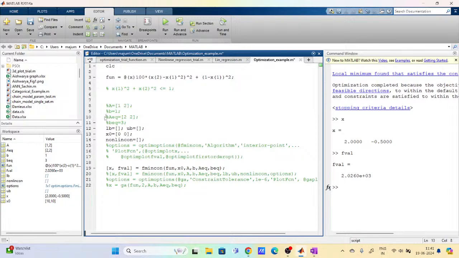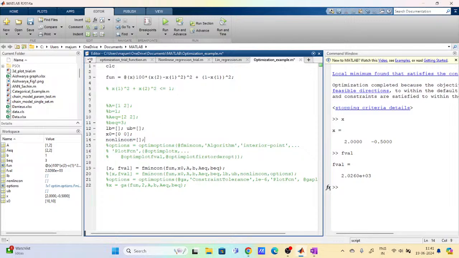Okay. Now, nonlinear constraint. To define the nonlinear constraint, let us define another function file in MATLAB. We will call that function here in the nonlinear constraint.